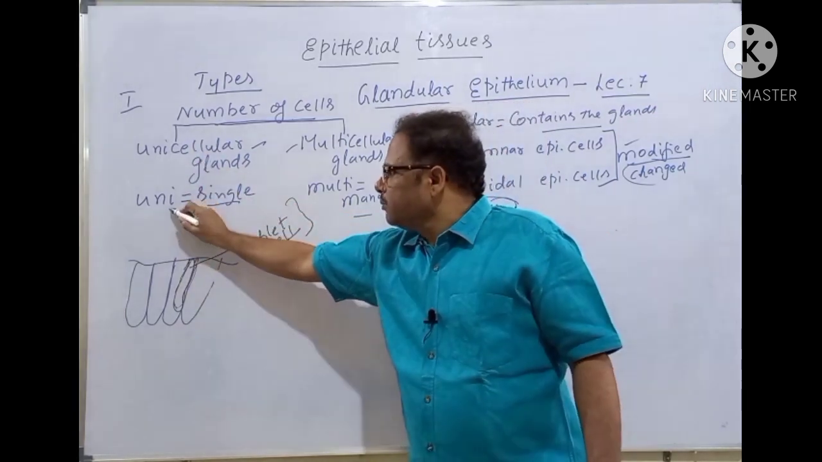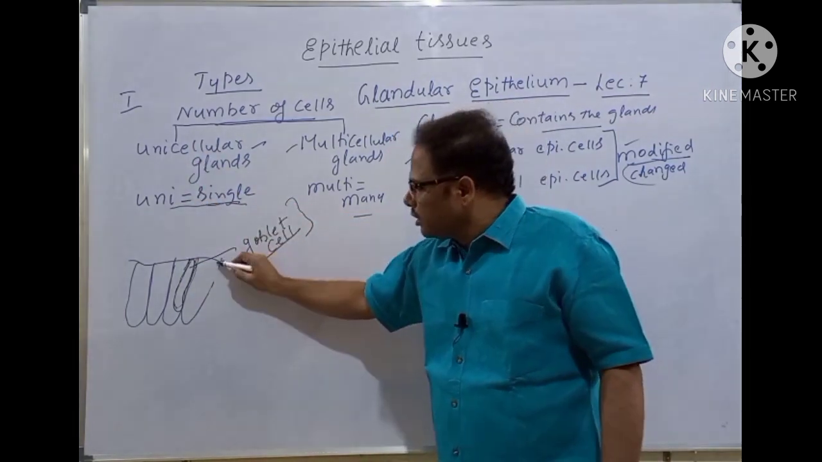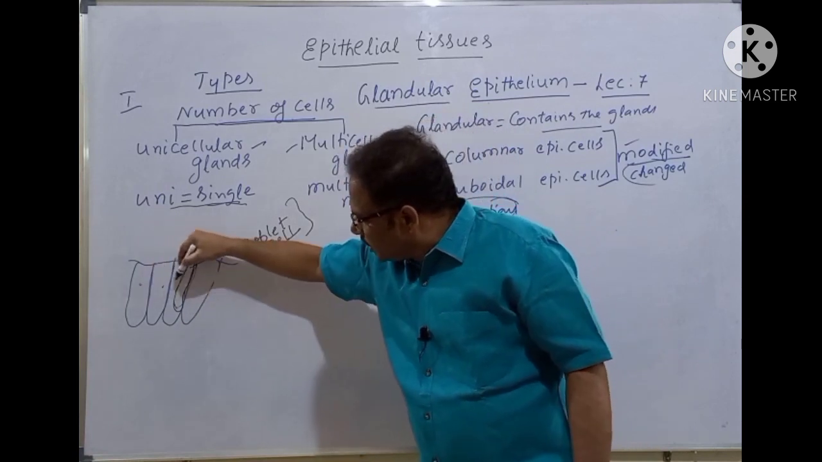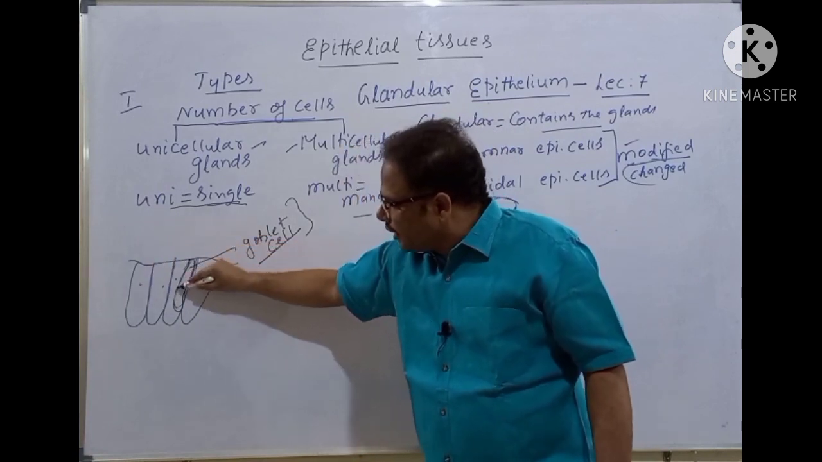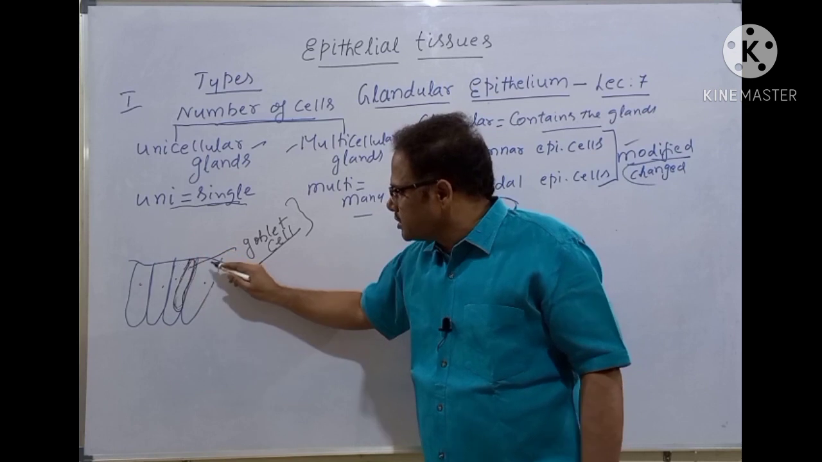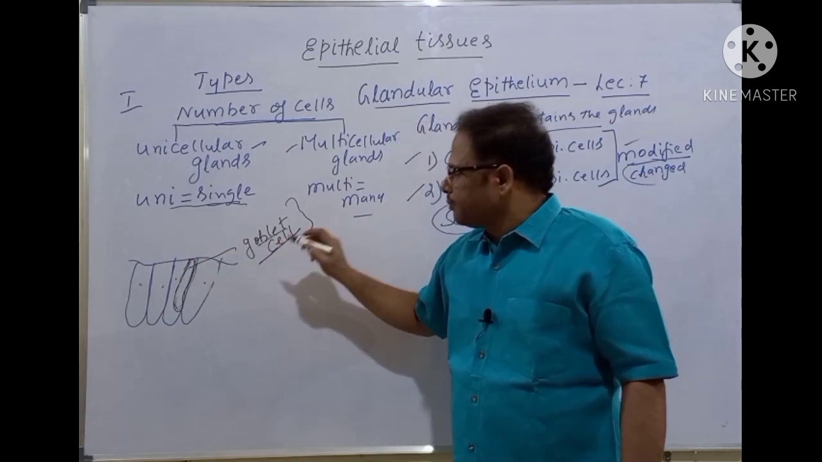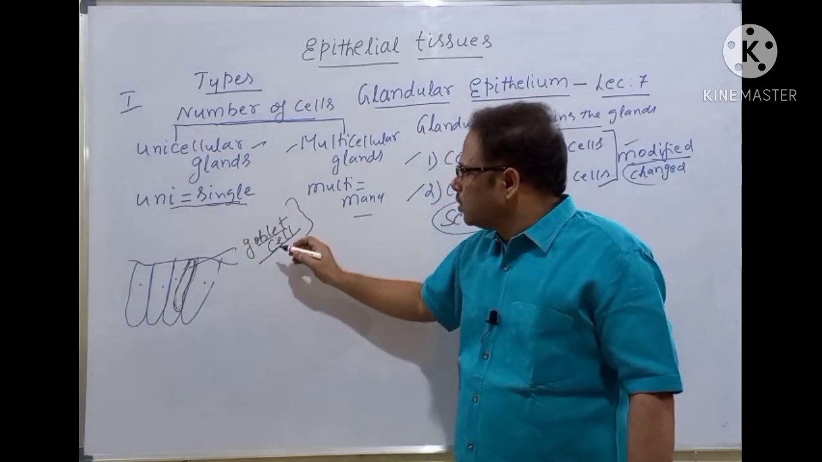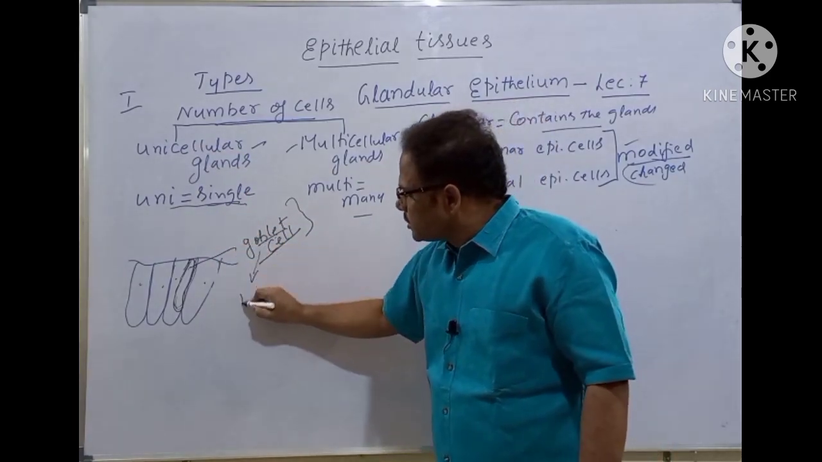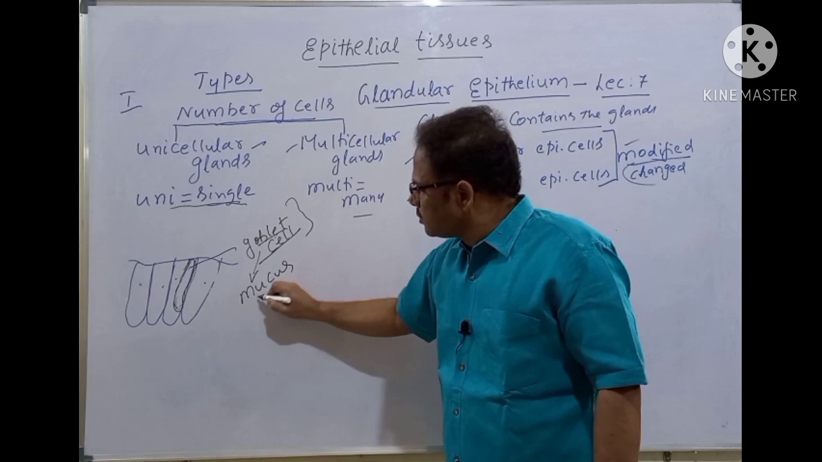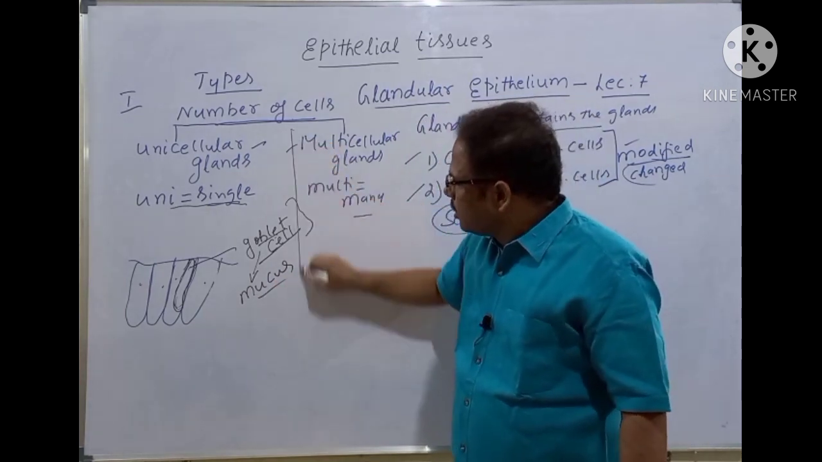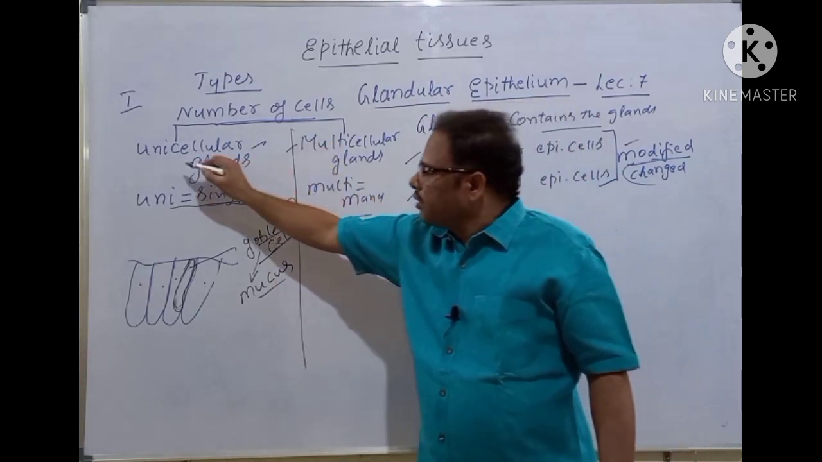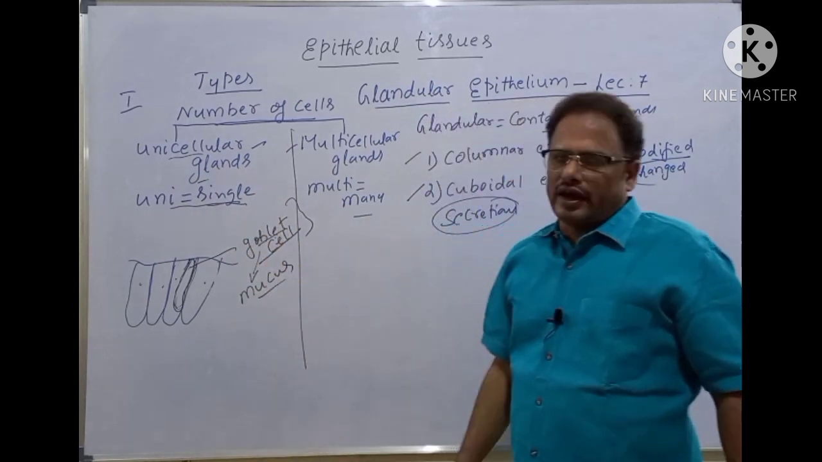Uni means single. Here, among the different epithelial cells, there is a goblet cell. That is a very good example of the unicellular glands. This goblet cell secretes the mucus. So this is called the mucus secreting goblet cell, a very good example of the unicellular glands.